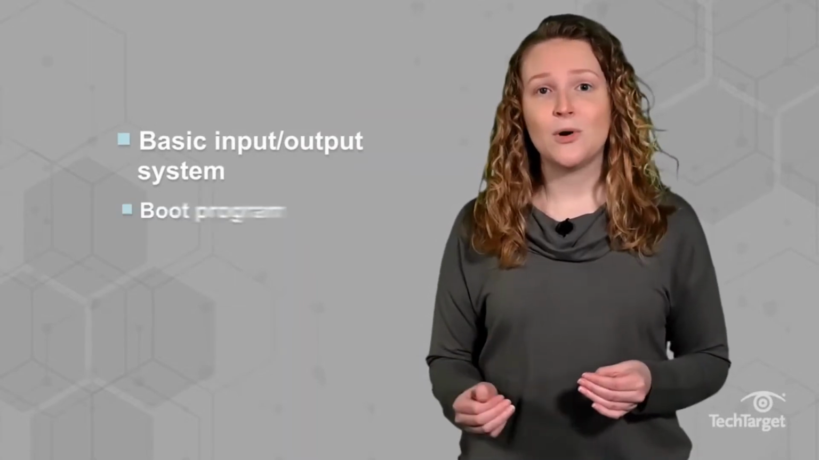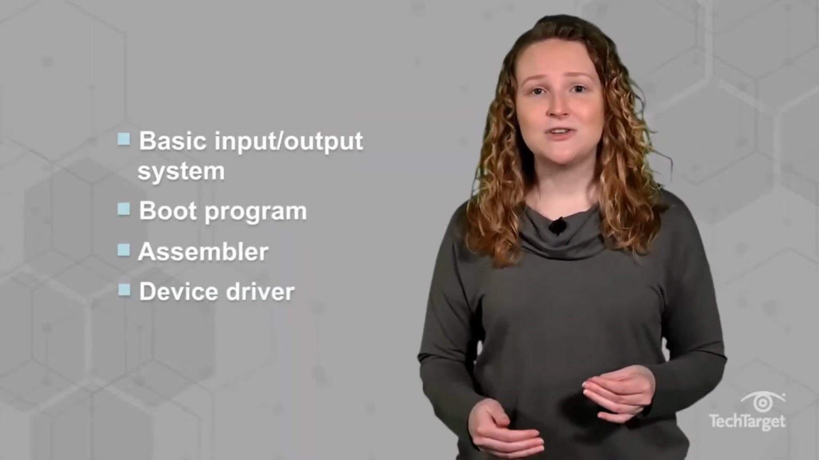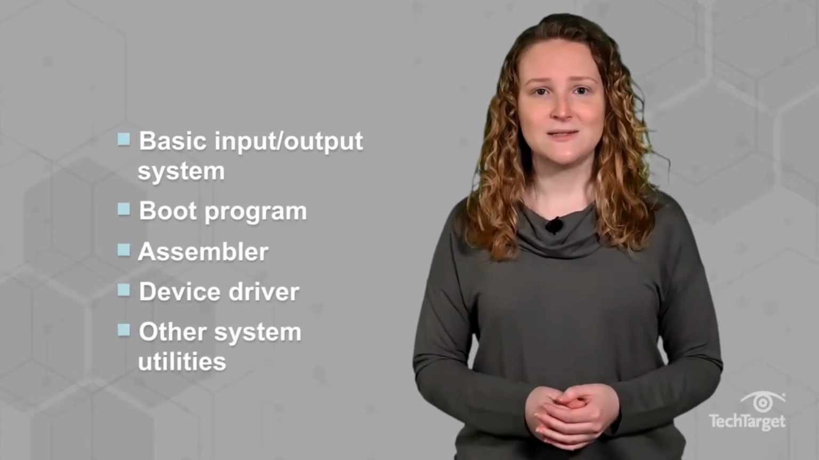The most common example of system software is an operating system, or OS, which manages all the programs in a computer, like Microsoft Windows or Apple's Mac OS, for example. But system software also includes the basic input-output system, the boot program, an assembler, a device driver, and other system utilities. Hypervisors, which virtualize computer resources, are also system software.